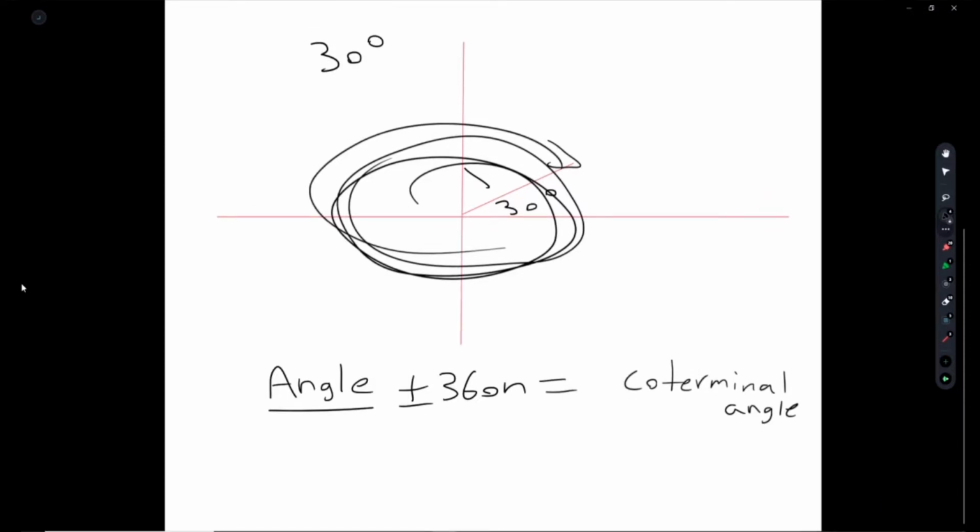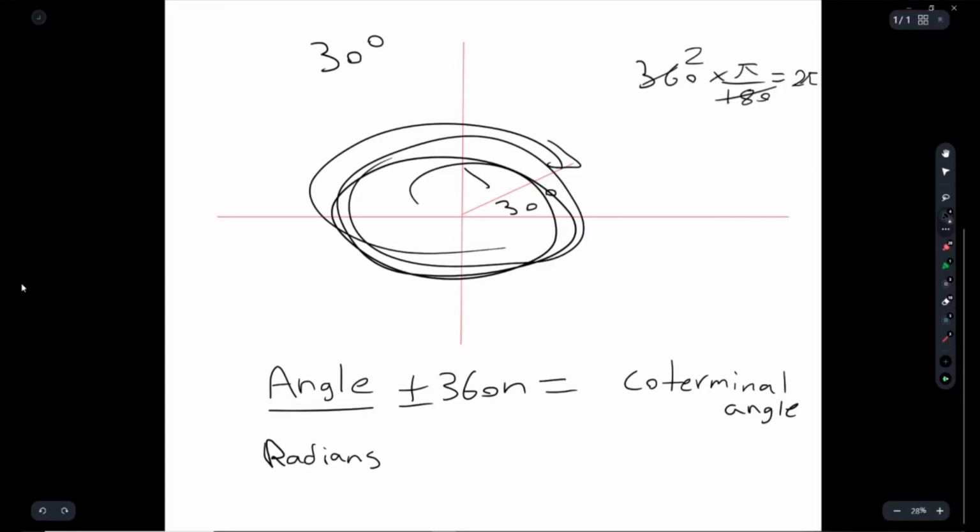This rule is also true in radians. So let's say a radian angle. To get it, you can just convert 360 with the rule we followed. So it's 360 times pi over 180. This will be 2 pi. So radian, this is the angle, and then plus or minus 2 pi gives you the coterminal of that angle, but this time in radians. So if you ever forget one of them, you can always convert it.